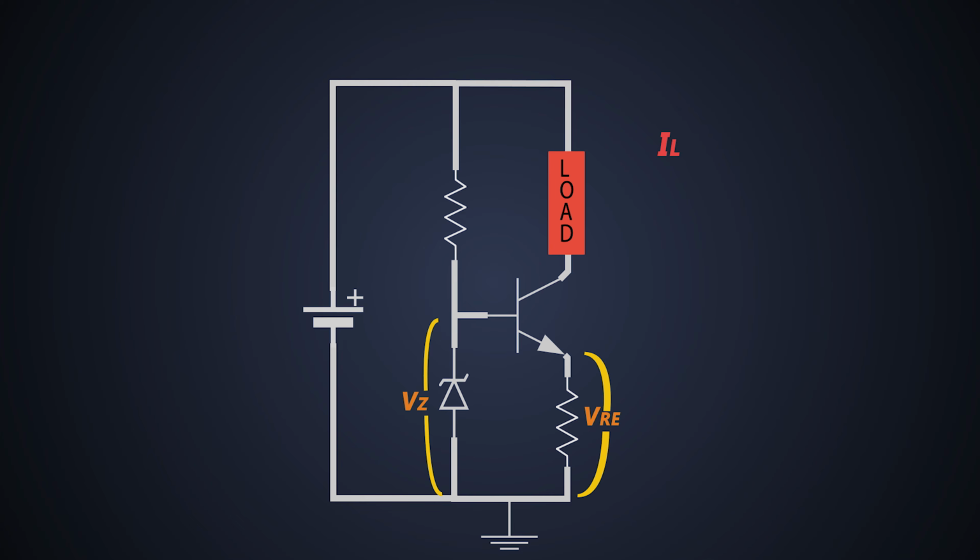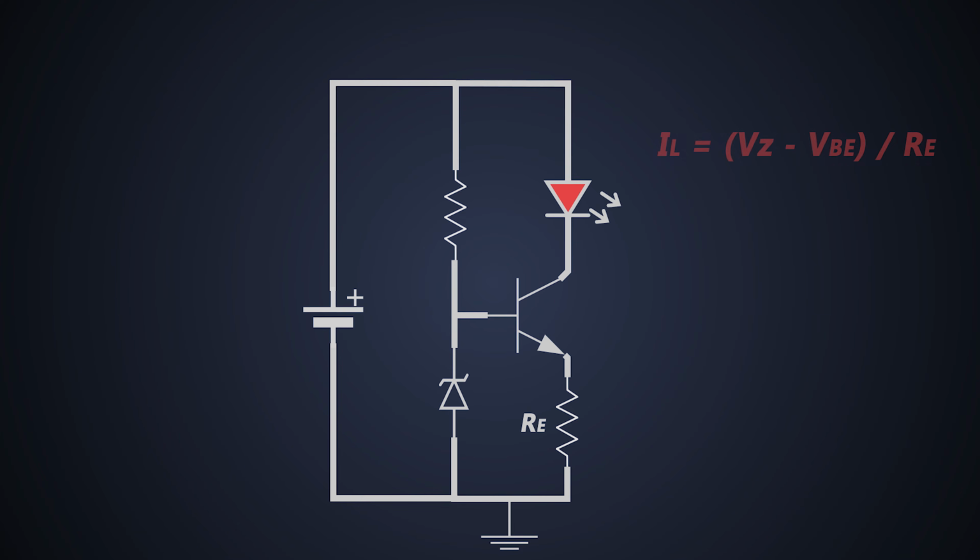Well, the output current of the circuit can be calculated by this formula, where VZ is Zener voltage, VBE is base to emitter voltage of the transistor, and RE is the resistor connected to the emitter.